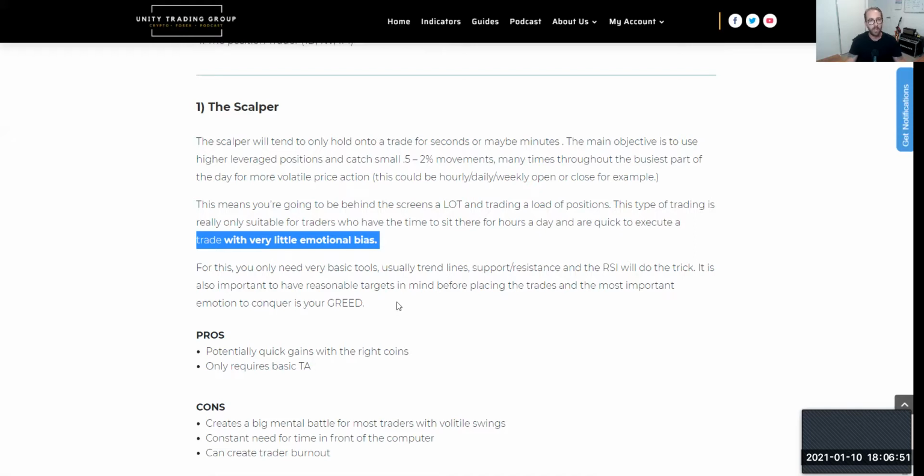So for this, there is simplicity in this. You really only need support, resistance, RSI, maybe a volume profile if you're working with a Pro TradingView subscription.